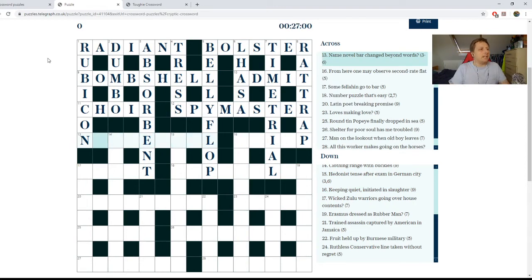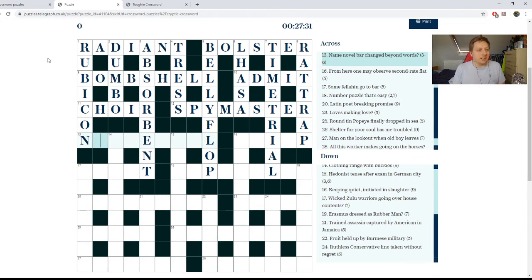13 across. Name novel bar changed beyond words. I'm writing something down because I think it's an anagram. And it's 3-6. This is meant to be the easier crossword of the two as well. Okay, yes, I've got this one. Hooray! This one is indeed an anagram.